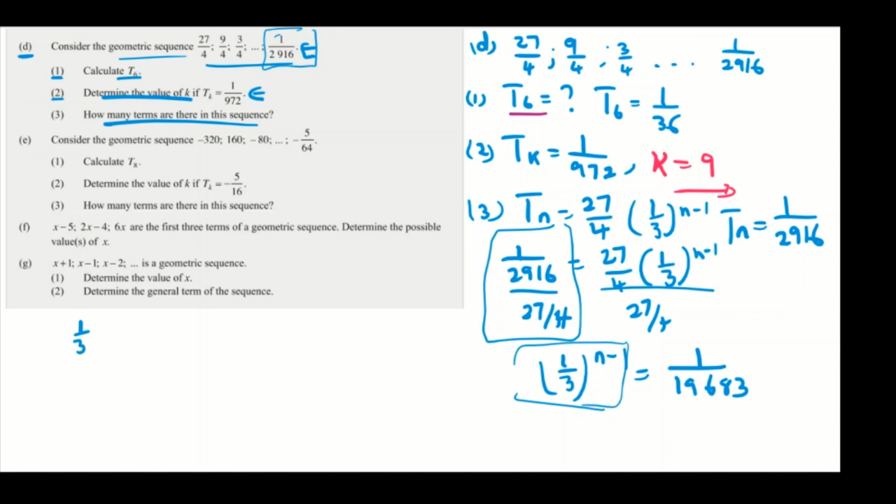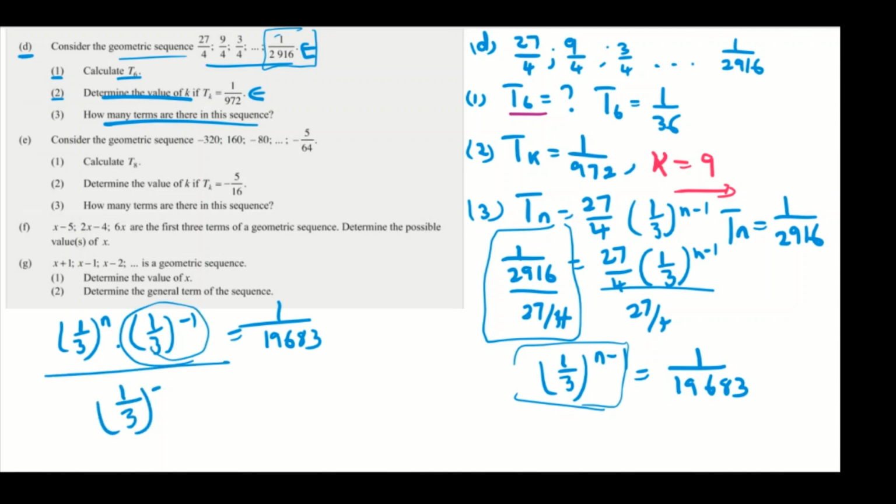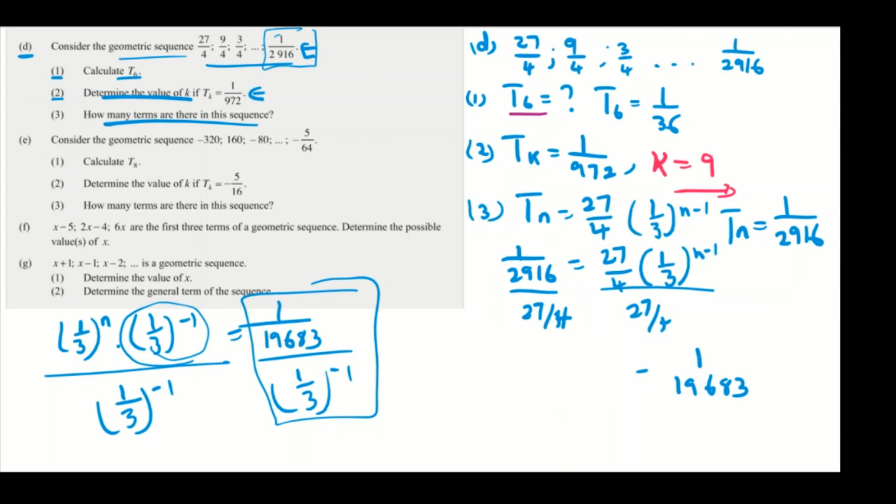And then what you're going to do is expand this portion here. It's going to be 1 over 3 to the power of n multiplied by 1 over 3 to the power of minus 1 equals 1 over 19683. So you're going to divide this. You're just going to divide both sides by 1 over 3 to the power of minus 1. Punch this into your calculator and tell me what you're getting.